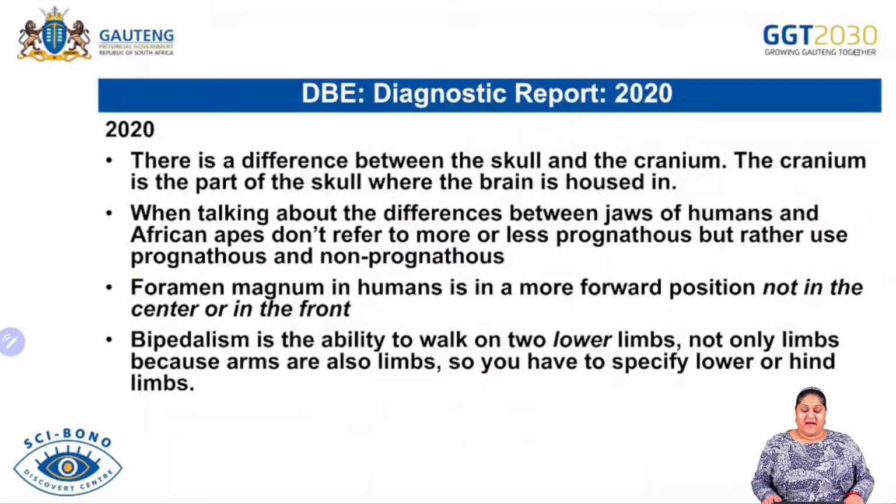Okay. But foramen magnum in humans is in a more forward position, not in the center or in the front or in the middle. It's in the forward position. And bipedalism is the ability to walk on two lower limbs, not only limbs, because arms are also limbs. So you have to specify that we mean the lower limb or the hind limb.